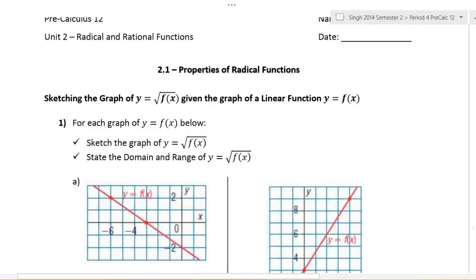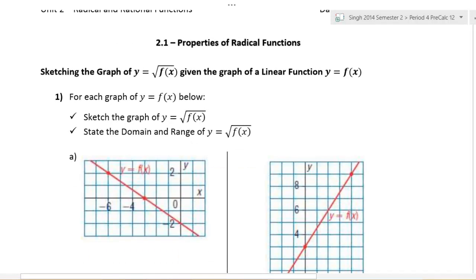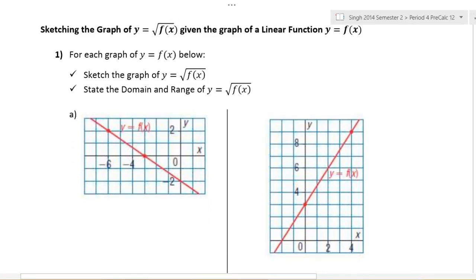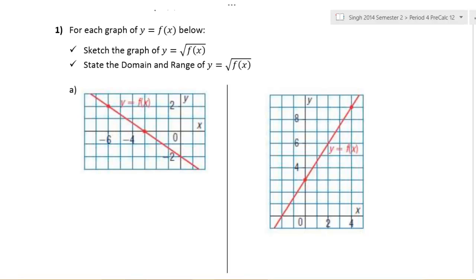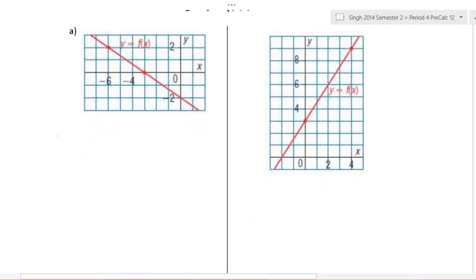So as our first example, we're going to start off by sketching the graph of a linear radical function. So let's look at our first example. I've given you a linear function and I want to graph the radical function associated with that linear function. So we start off by basically making a table of values of the function that's given to us, just so we can get a better sense of what's happening to those values. So I'm going to make a table of values here.